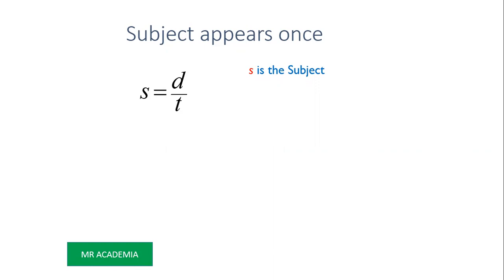We are going to look at the subject of the formula. If we talk about the subject of the formula, I mean that a variable appears once and it only appears on its own side of the equation.